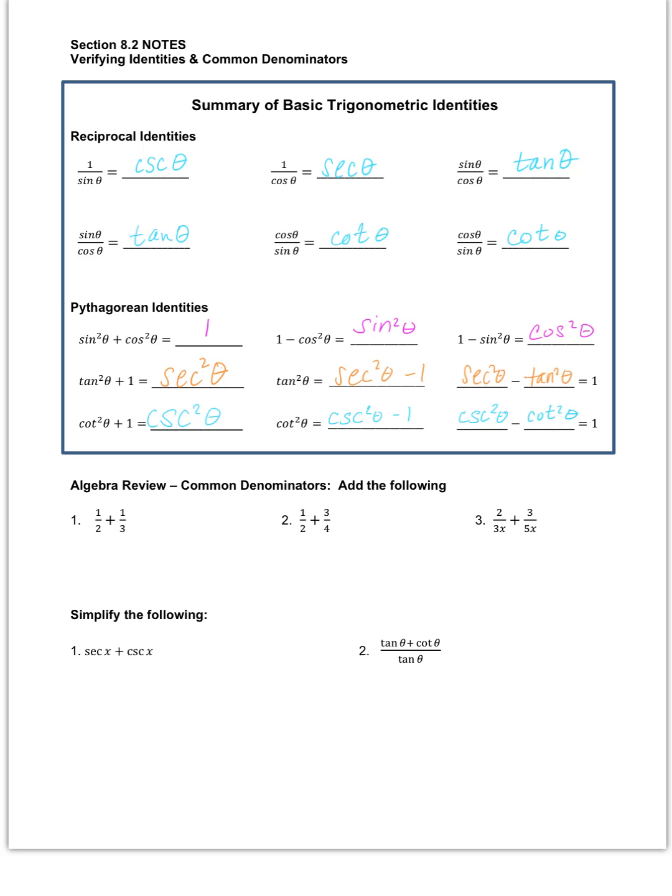Okay, this is 8.2 notes, verifying identities and common denominators. So if you notice, I just went ahead and filled in this chart, the summary of their basic trig identities. We've done this before in our last lesson, or I think we filled it in twice. You have to know these. So yes, there are two that are repeating. These two are the same. So I think the notes just kind of got that forgotten in there.